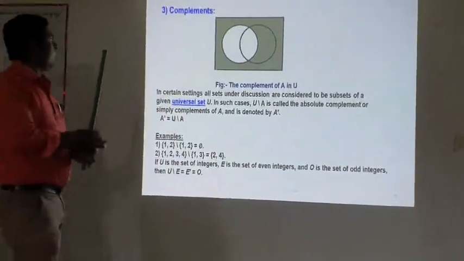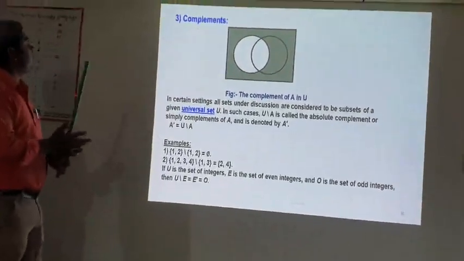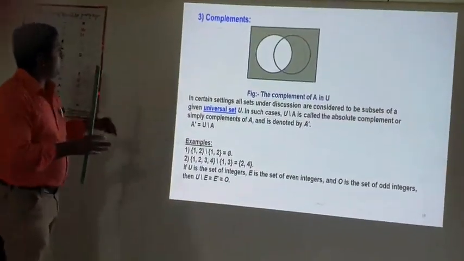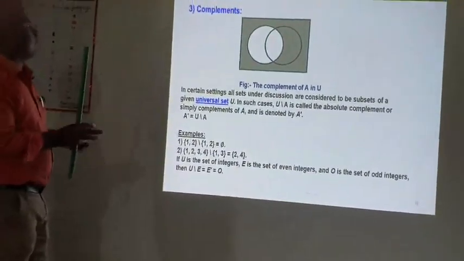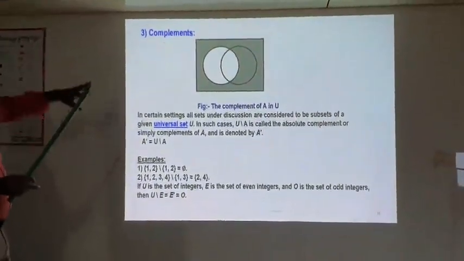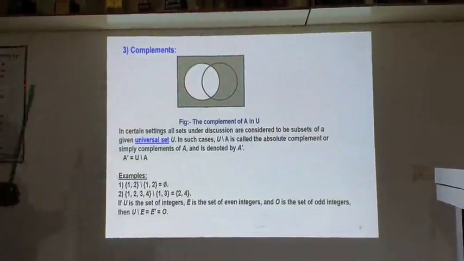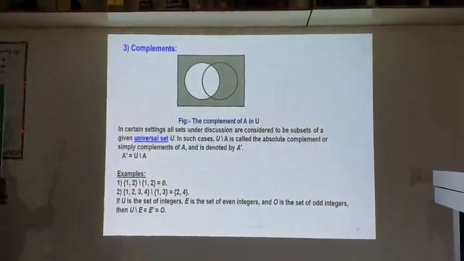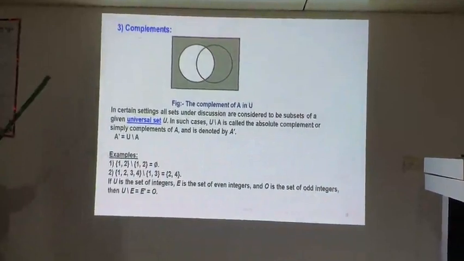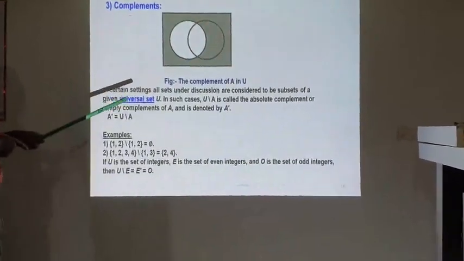Complement of A means when we subtract A from U, U minus A, it gives us the complement. The complement of A means all elements of U except A. Similarly, the complement of B is defined as U minus B. Except all elements of B, all elements of the universal set make up the complement of B.